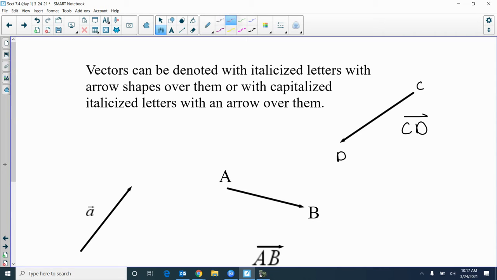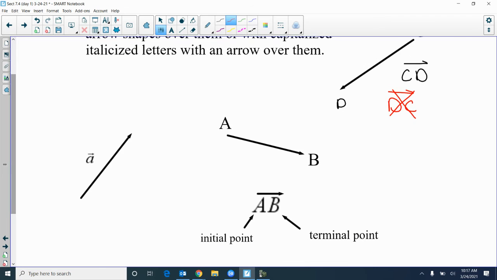Also, you would not want to label this DC, because the first letter indicates where it's starting from. Okay, so you would not do that. Make sure that would be labeled CD. Same thing here. You've got your initial point, you've got your terminal point. You need to make sure that tells you where it's starting, where it's ending. So that's just with the letters, or with the beginning point and ending point.